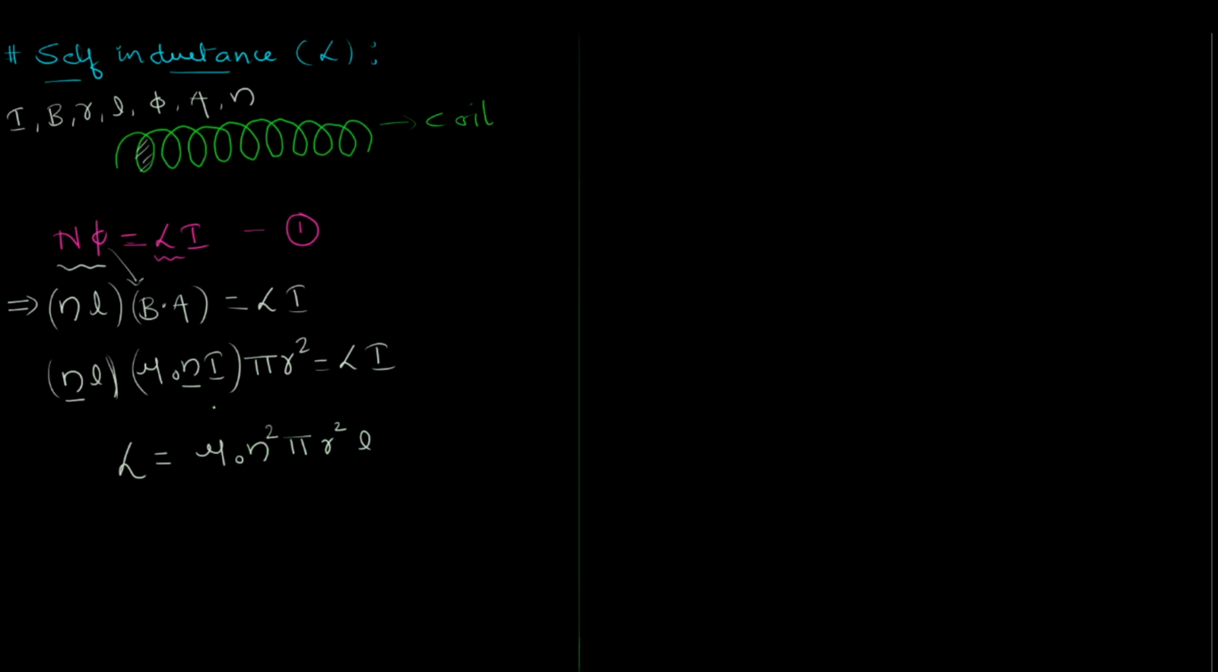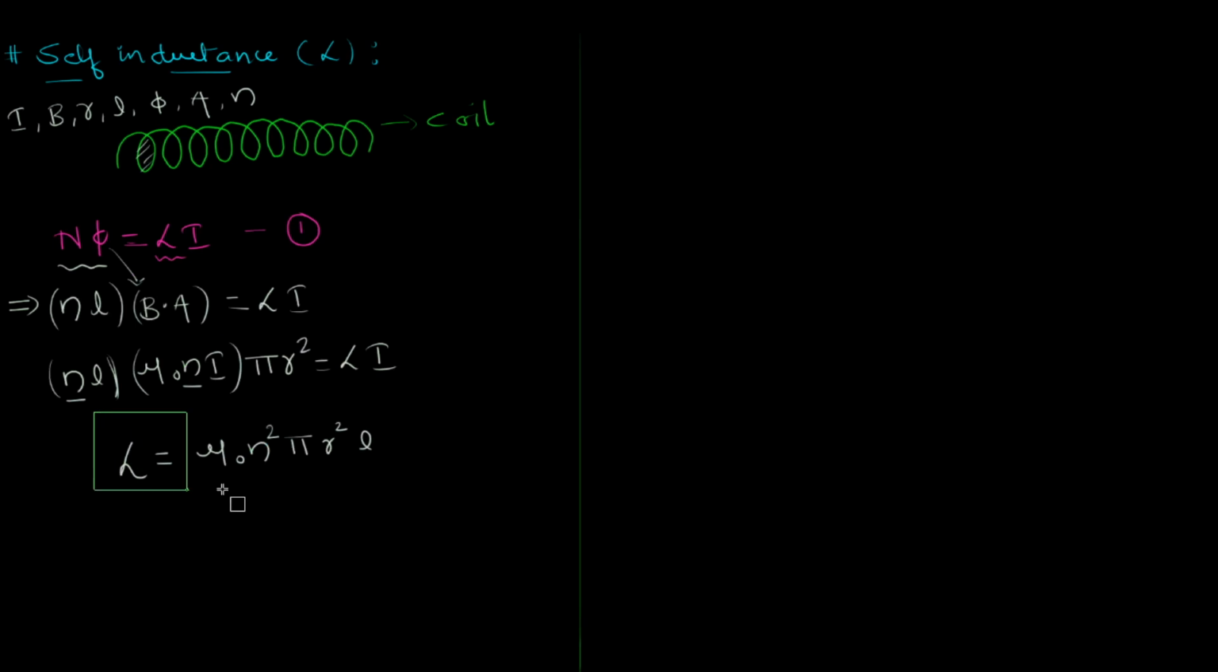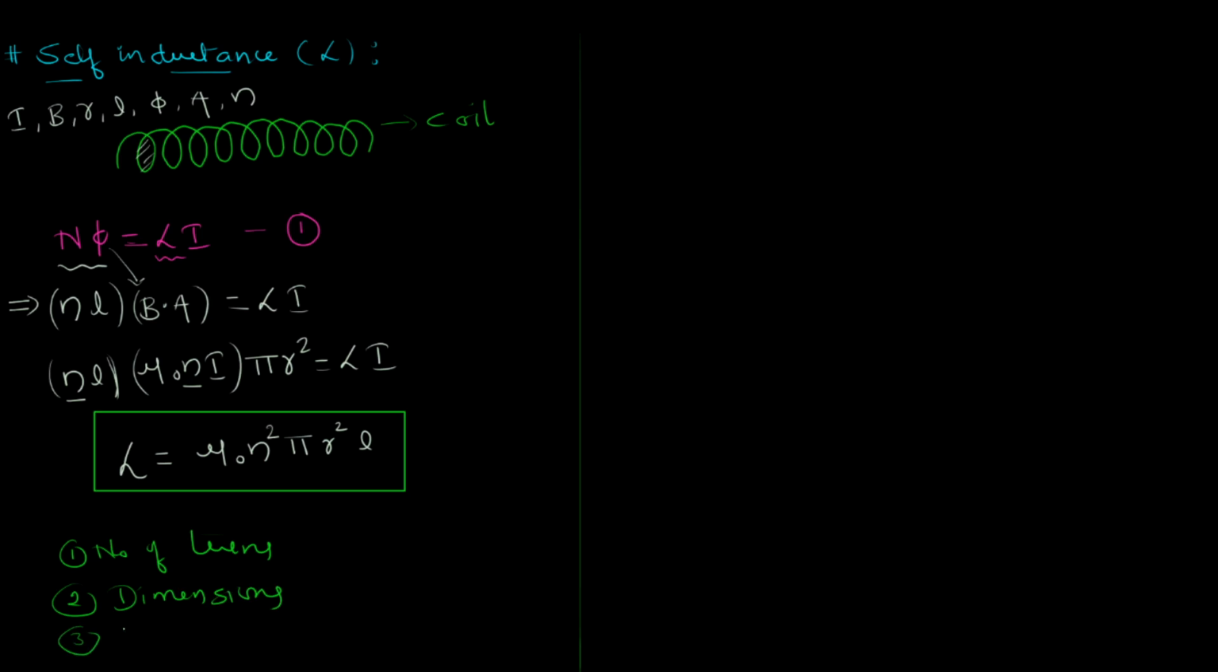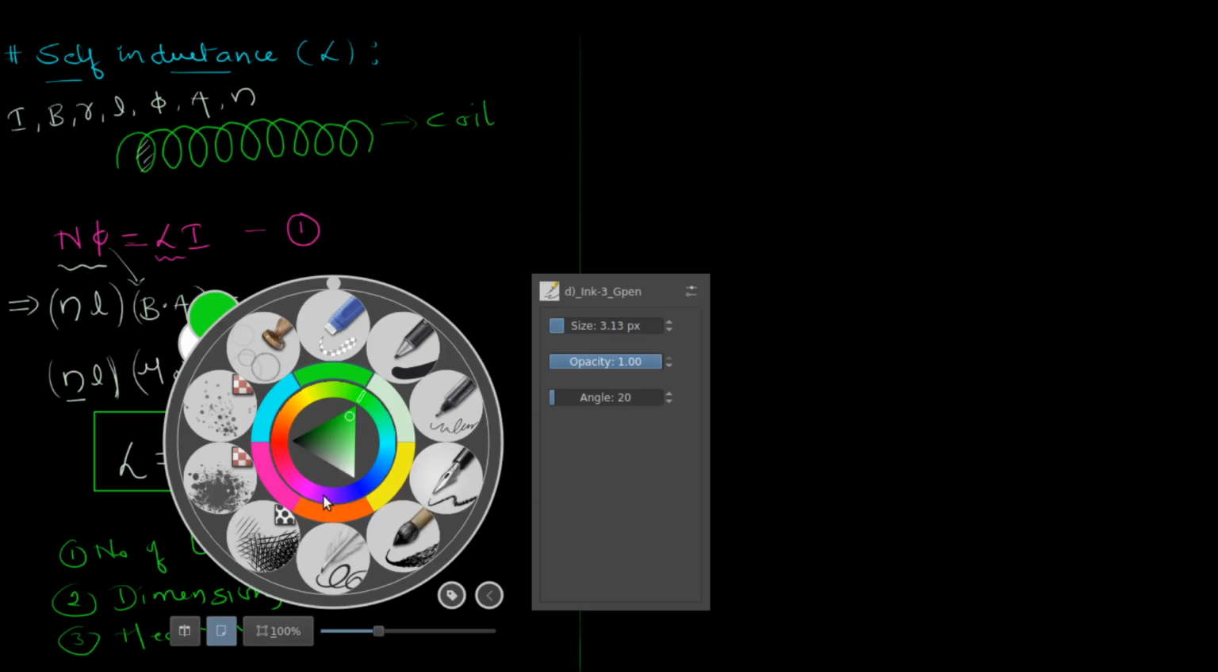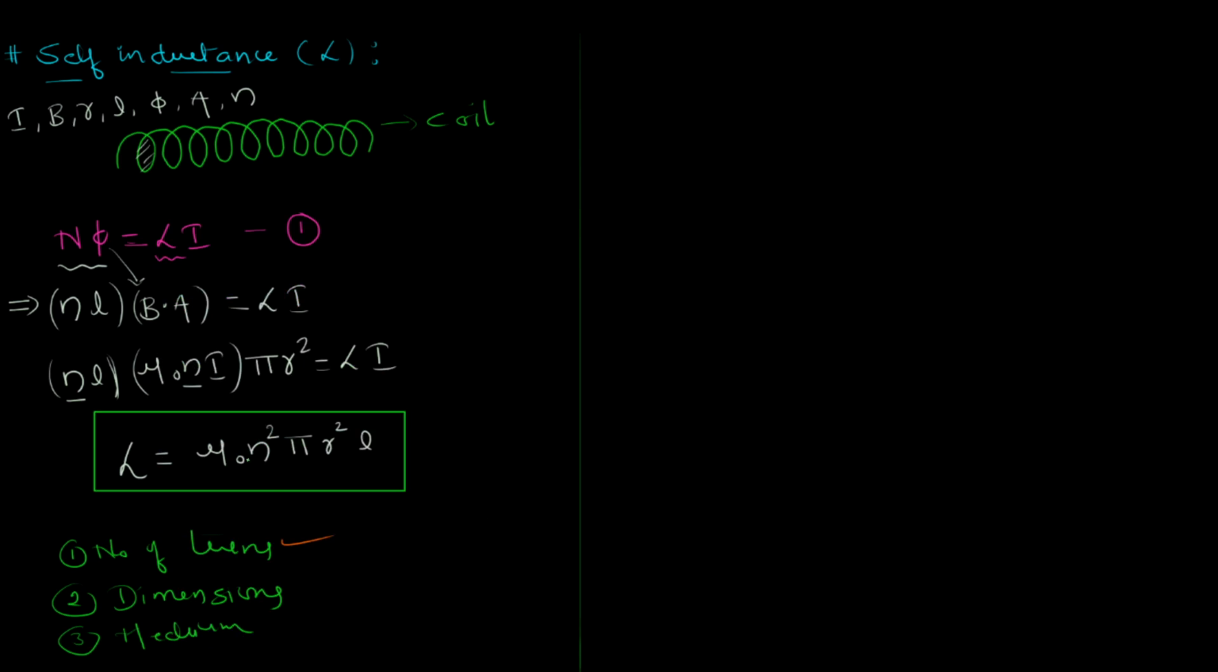times L, and that right there is the expression for self-inductance of a coil, right? Let's see again, does it depend on the things that we said it depends on? What are the things that the inductance should depend on? It should depend on number of turns, it should only then depend on dimensions of the coil, and if at all it should depend on the medium between the coil, right? So let's see, it does actually depend on those things. Number of turns, does it depend on number of turns?